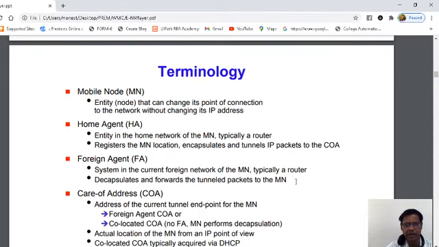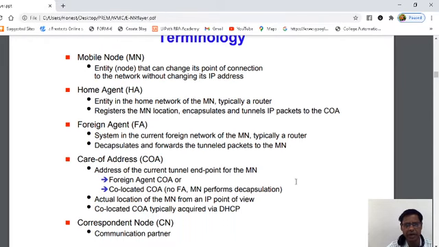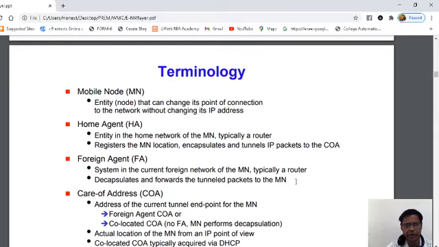What is the terminology in Mobile IP? The mobile node, MN, is an entity that can change its point of connection to the network without changing its IP address.